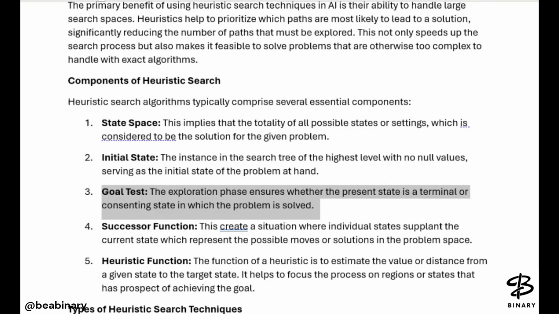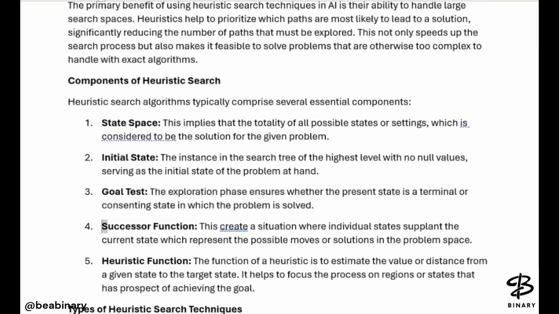So by performing the state space search at every level, you search for the goal, whether the goal has been achieved or not, whether the present state is a goal state or not. So the goal test is simply checking whether a present state is a goal state or not, or what can be the next state that will lead us to the goal state. So in the exploration phase, we explore our problem, our algorithm or the search technique, and ensure whether we have reached the goal state or not.